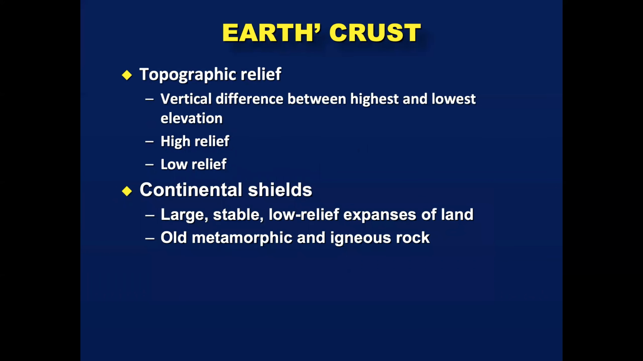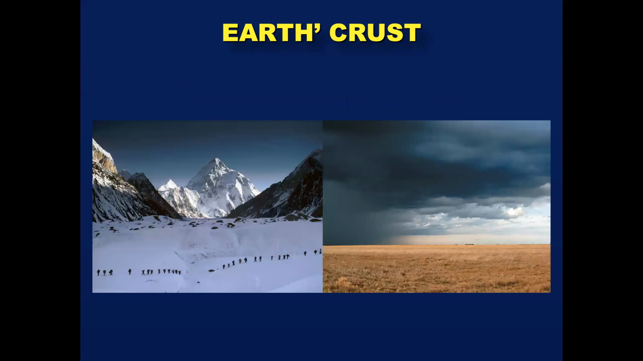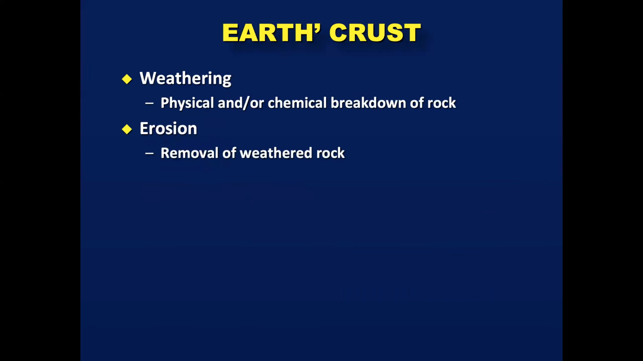The crust of the Earth is unique in that, if you remove the water from the oceans, it has its own set of features. There's high relief, low relief, shelves, mountain chains. They just happen to be underwater. And so let's look at that and let's examine it. So the crust is subject to weathering and erosion. Weathering is the physical and or chemical breakdown of rock, and erosion is the removal of that weathered rock by the force of wind, water, or frozen water, ice.